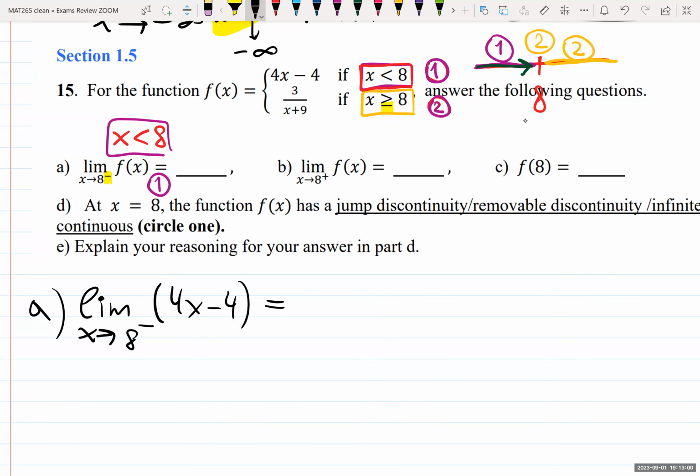You completely ignore this little thing here. That's notation. It says with plugging 8 from the left. But when you plug it in, it doesn't matter. So you're plugging 8 minus 4, which gives you 28. Wait, 2 minus 4, 28.